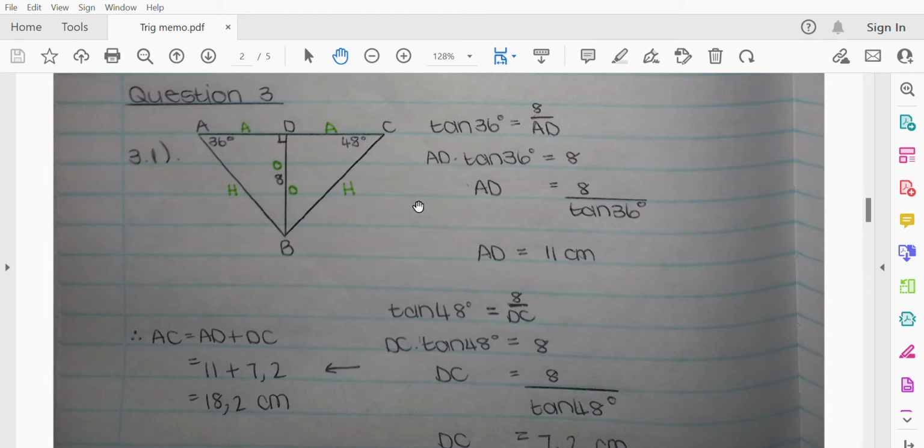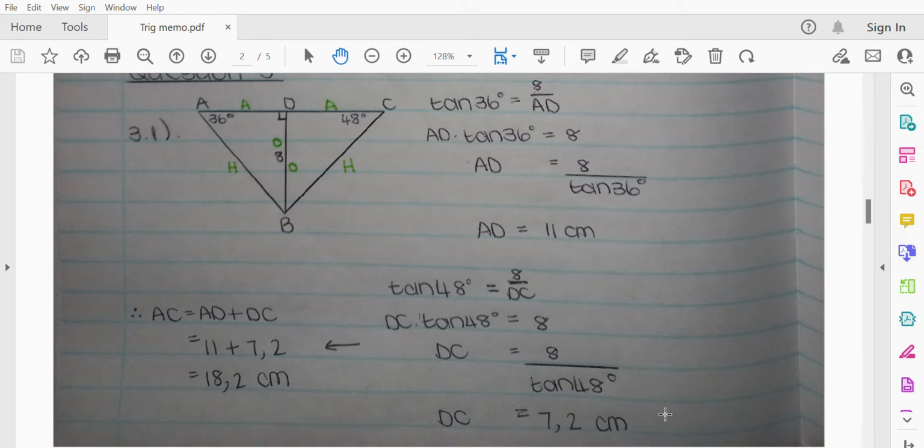Okay, then I need DC. So dan gaan ek nou werk aan die regterkant se driehoekie. If I work in that triangle, from 48 degrees, I have the opposite and I want the adjacent. So I'm going to use tan 48. That will give me 8 over DC. Then we multiply with the DC, but I want DC alone. So I'm going to say DC will then be 8 divided by that tan 48. En dit gee my 7,2.